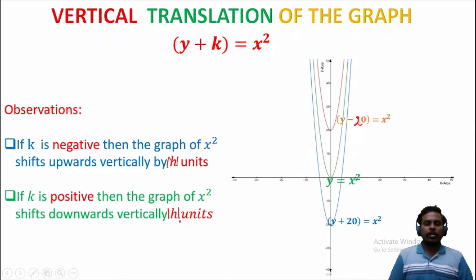So if at all we are doing some little modifications, the basic graph remains the same. In one case it is stretching and compressing, in another case it is shifting. That means the graph is shifting left or right. In this case it is shifting upward or downward.